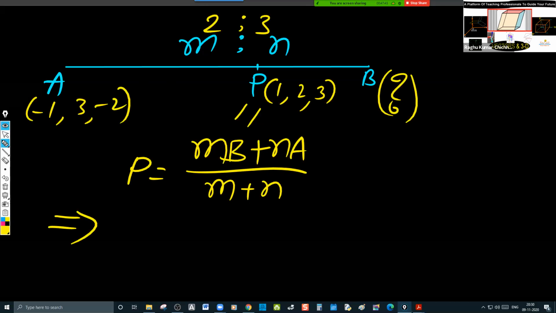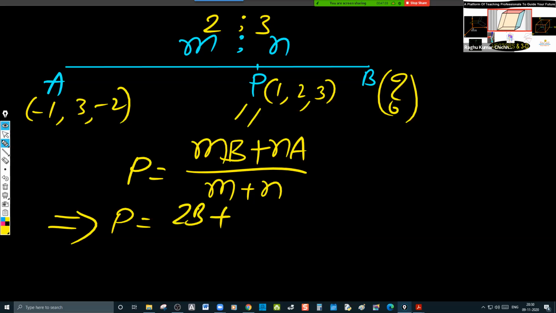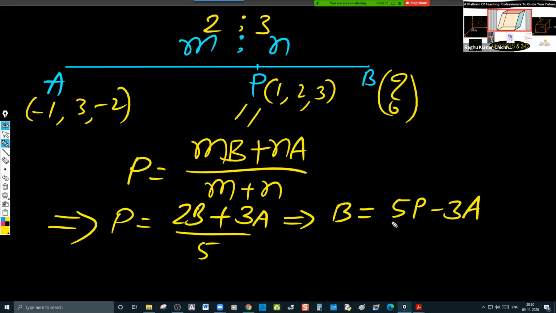Cross multiply this. Now let us apply this first. P is equal to, come on, tell me, anyone please. M is 2, B is B only, N is 3, A is A only, right? Like that only. How simple it will be, by 5. What happens? You need B, no? This will be simply 5P minus 3A divided by 2.